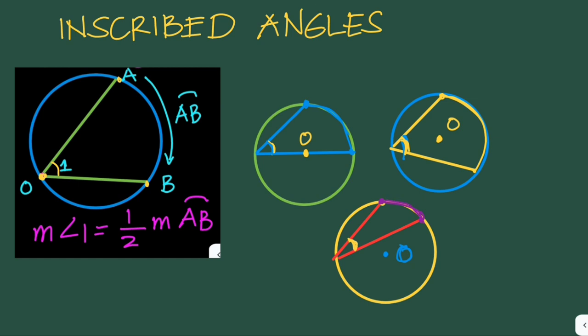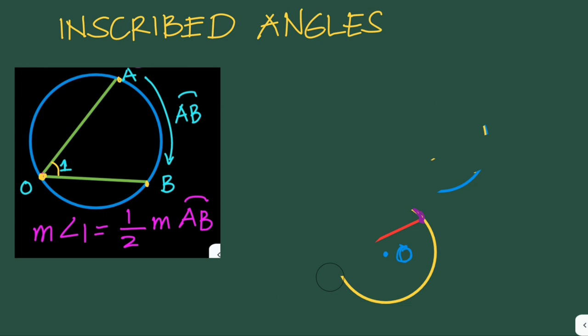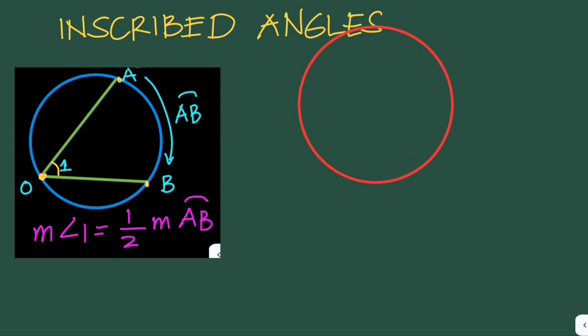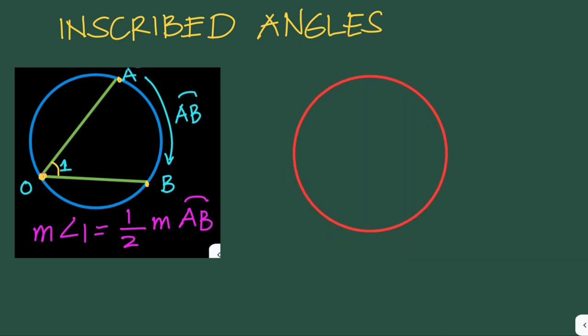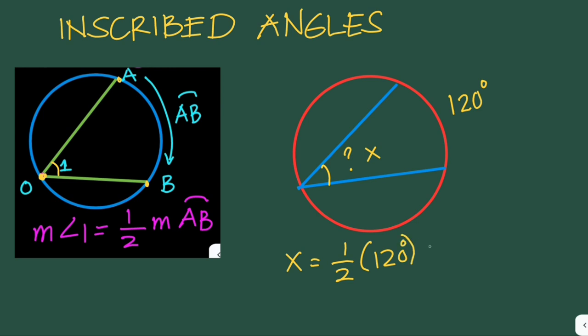All right, let's try solving some sample problems. Let's say we're given this problem here, and we're given the value of the intercepted arc, which is 120 degrees. So we solve for the value of the inscribed angle. Let's say this is x. So x is just equal to 1/2 of 120 degrees. So this is just equal to 60 degrees.